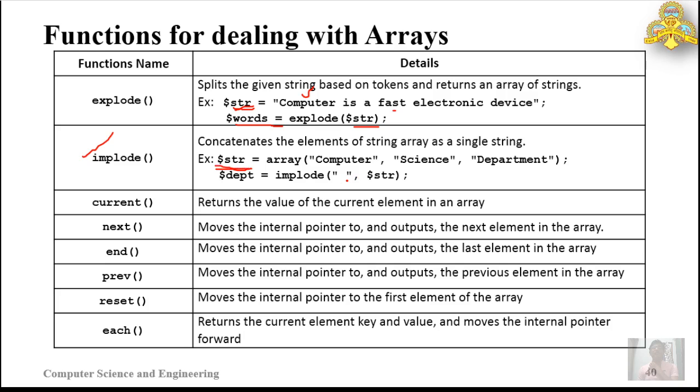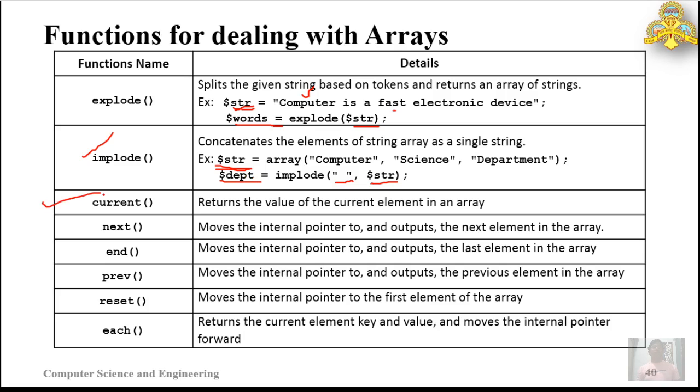I am using white space as the joining character between the words. So one space I have provided, then from the array str, dbt will contain one string containing the characters, that is computer science department, separated by spaces.